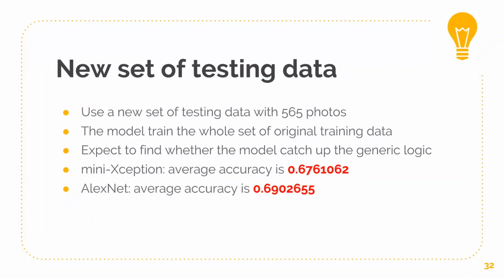In the second part of our evaluation, we used a new set of testing data. The new set of testing data has 565 images. The models were trained on the whole set of original training data, and we expect to use this evaluation method to find out whether the model catches the generic logic. And the results are pretty good for both models, with mini-Xception having F1 accuracy of about 68%. And for AlexNet, the accuracy is even better, with F1 accuracy of 69%.